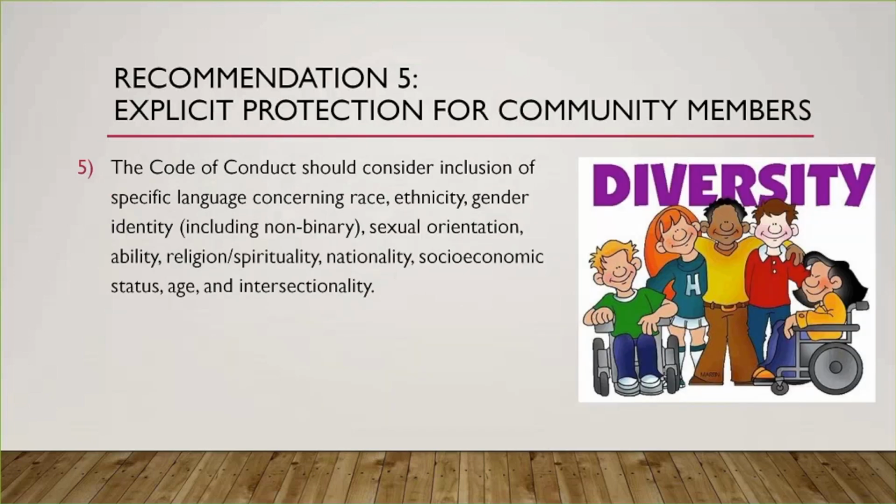Okay. Recommendation 5 is about this explicit protection for community members. So this gets into explicit inclusion of language concerning race, ethnicity, gender identity, sexual orientation, ability, religion, spirituality, nationality, socioeconomic status, age, and intersectionality. So many of these are government-protected classes. It can be really helpful. One study that was done showed that by having explicit mention of these and that reiteration that these are protected and would be considered in the policy can be helpful for increasing diversity and inclusion within the team.